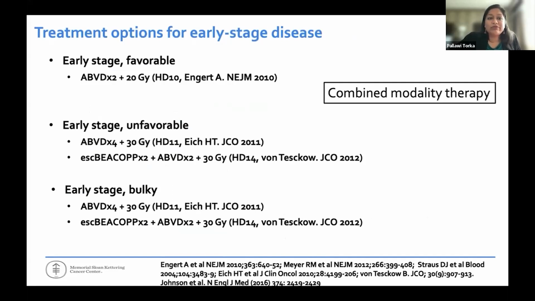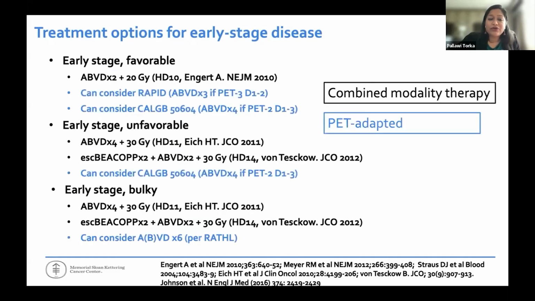So this was what we talked about before, if you're not going to use PET scan at all, just use combined modality treatment. But if you're going to use PET adaptive therapy, then if you have early stage favorable disease and you don't want to give radiation, then you can use the RAPID study. So you just give ABVD times 3. But remember that here PET negative was defined as Deauville 1, 2. What do you do if your PET scan is Deauville 3? Then you use the CALGB 50604 study. So what you do is you don't stop at 3 cycles of ABVD, but you give 4 cycles of ABVD.